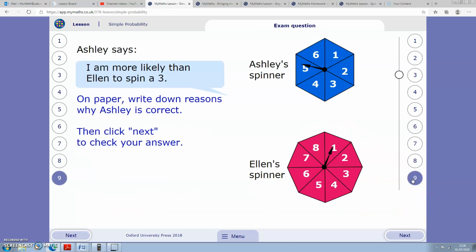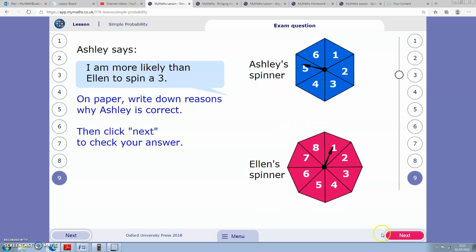And the last question, Ashley says I'm more likely than Ellen to spin a 3. On paper, write down reasons why Ashley is correct. Then click next to check your answers. So on here, I've got 1 3. On here, I've got 1 3. So there's only one chance that I could spin a 3. But here I've got 6 possible outcomes. So that's 1 out of 6. And on this one, it's 1 out of 8 possible outcomes.